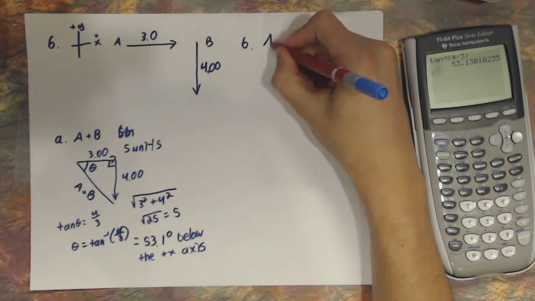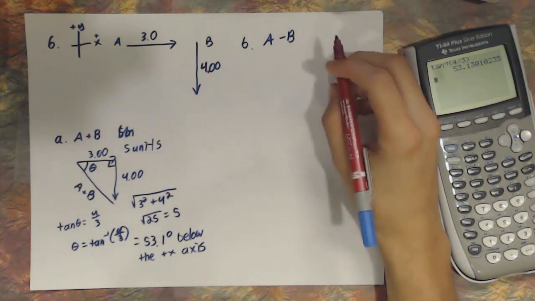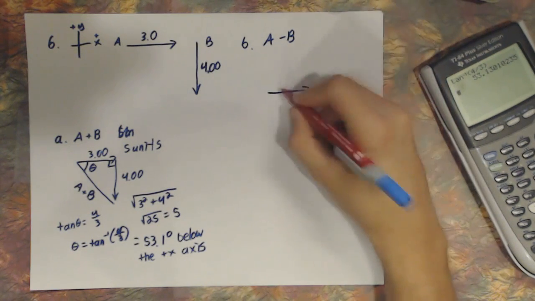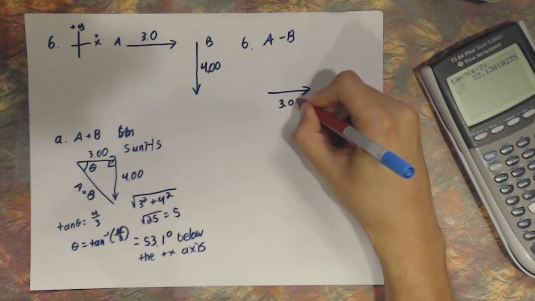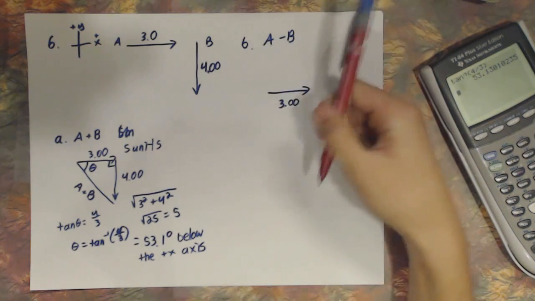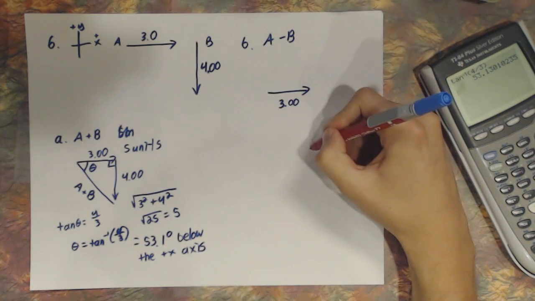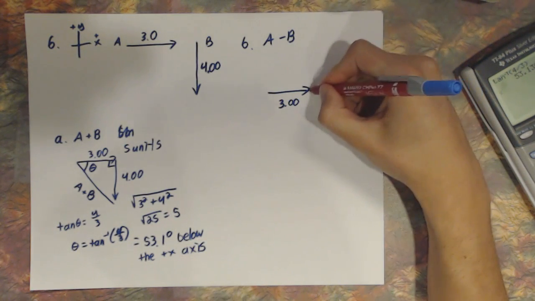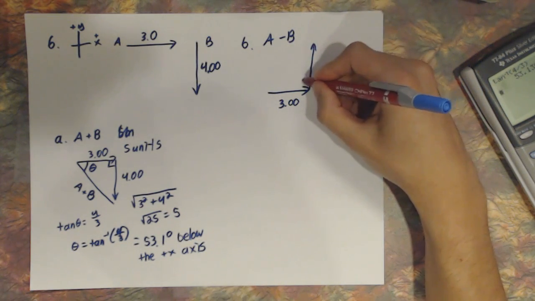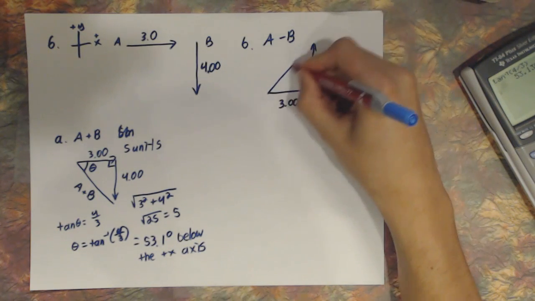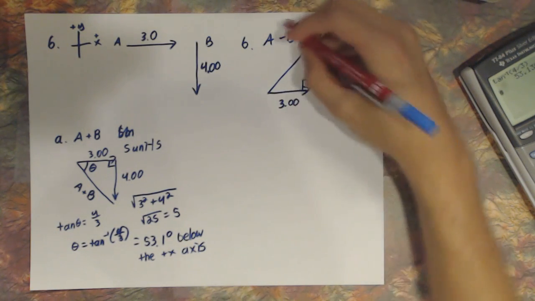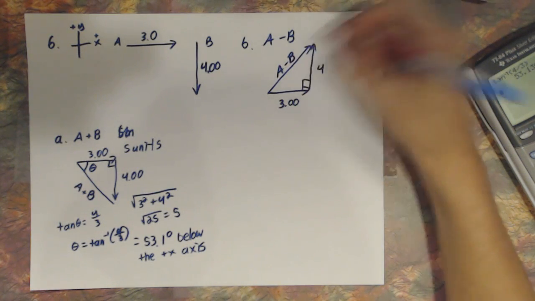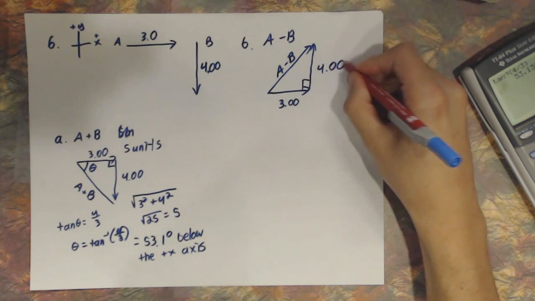Now part B, well, it's A minus B. So again, we go tail to tip. So here's A, and this is 3 units. And then minus B. So for plus B, B went down. Now to add a negative vector, you just do it in the opposite direction. So instead of going 4 units down, we're going to go 4 units up. And again, draw a vector connecting them. This is going to be A minus B.